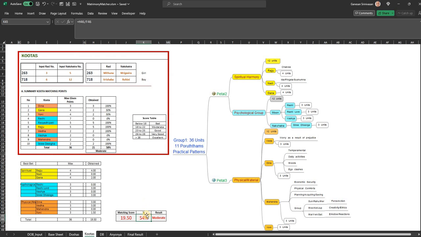If you come to the Kootas, the Kootas give a good match, 54%. That normally does matter. Normally, we take care of Rajju, which gives longevity to the marriage. Nadi, yeah, spiritual harmony should be there. Gana, these are all spiritual aspects. There is only a score of 6 there. So somewhat okay, 54% we still consider good.